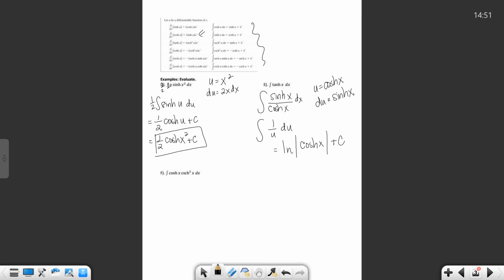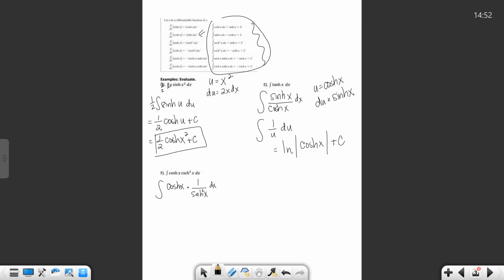Alright, and then my last one, if I look, I want to integrate hyperbolic cosine over hyperbolic sine squared, and that's not one of these integrals that we know. So this one I need to rewrite and figure out what I want to do. So if I think about rewriting it, I have hyperbolic cosine times 1 over the hyperbolic sine squared.